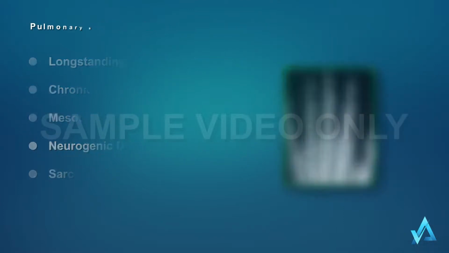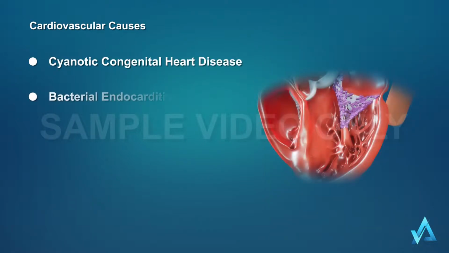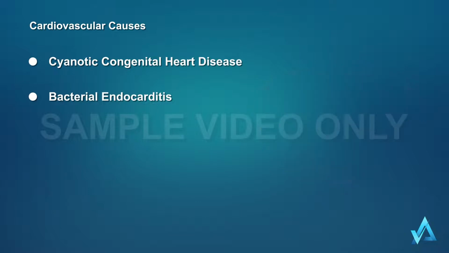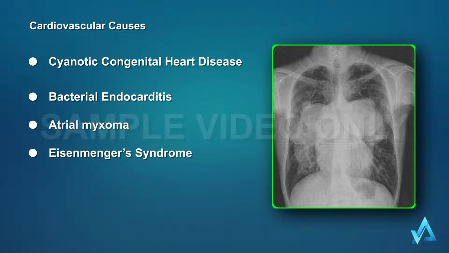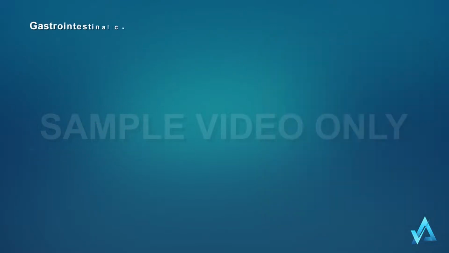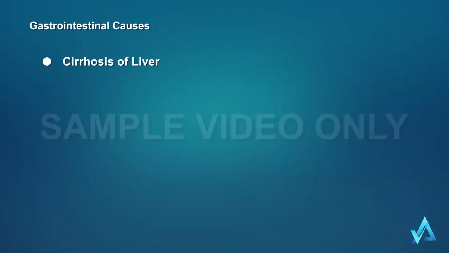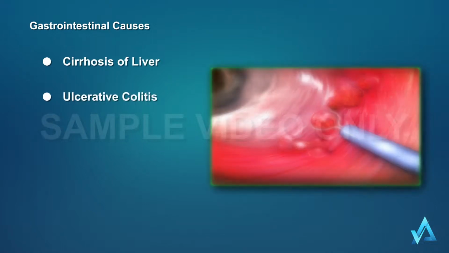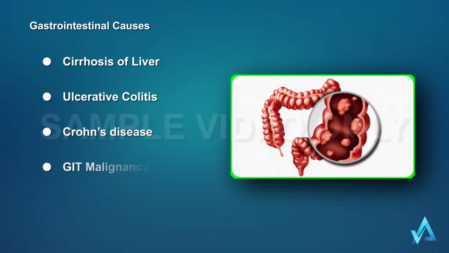sarcoidosis. Cardiovascular causes: cyanotic congenital heart disease, bacterial endocarditis, atrial myxoma, Eisenmenger syndrome. Gastrointestinal causes: cirrhosis of liver, ulcerative colitis, Crohn's disease, GIT malignancy.